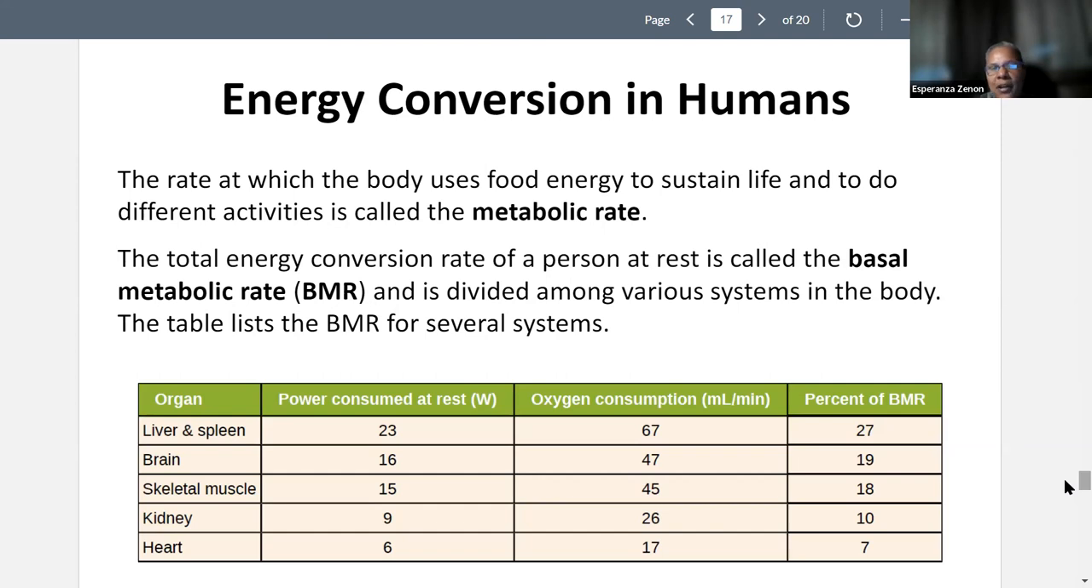And so you can see that you might think that the brain was the most energy intensive organ in the body, but it's not. The liver and spleen are, because those organs are directly related to digesting food. Look at the heart, very low metabolism, right?